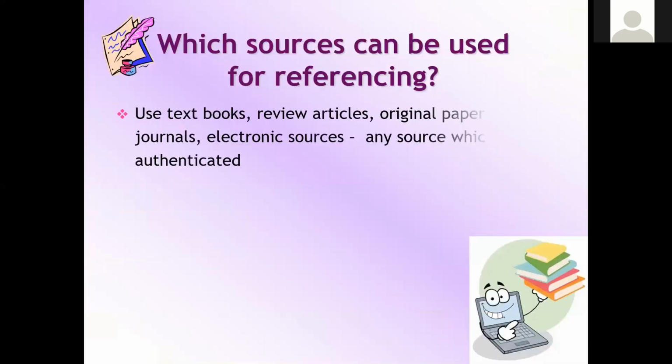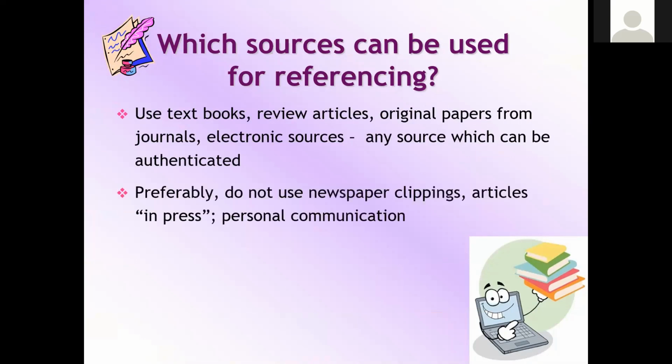Now, what are the sources that can be used? So you can use textbooks, review articles, original papers from journals or from electronic sources. Any source which can be authenticated can be used for reference. Preferably don't use newspaper clippings, articles in press, or personal communication. Sometimes people use them in review articles, but if you are going to use it, you must have a signed personal communication. That's very important. If articles are in press, be careful.